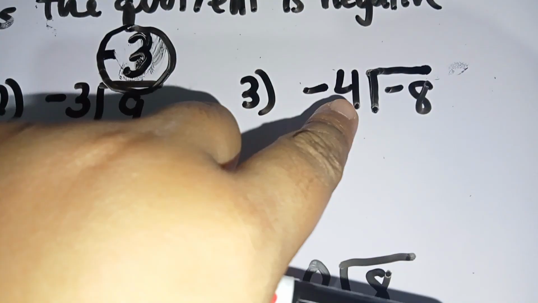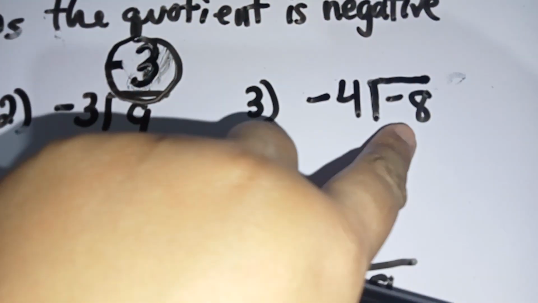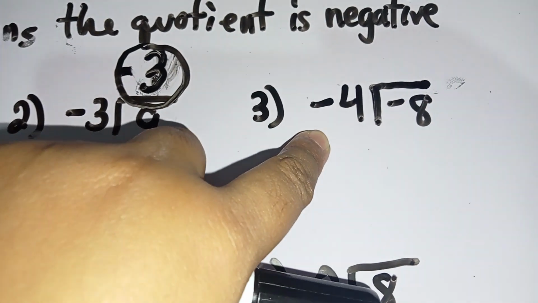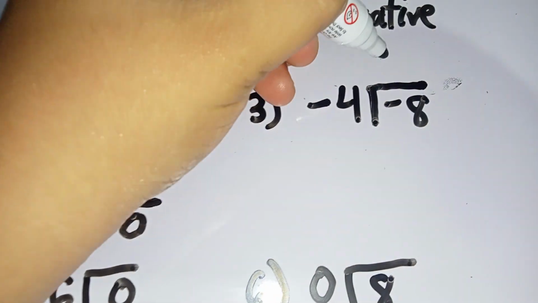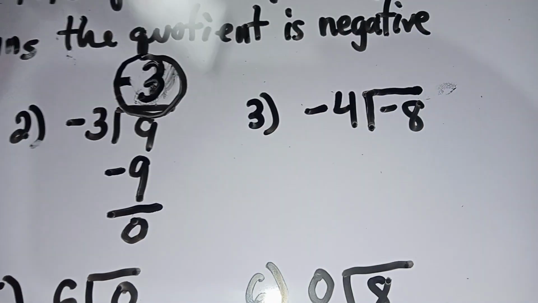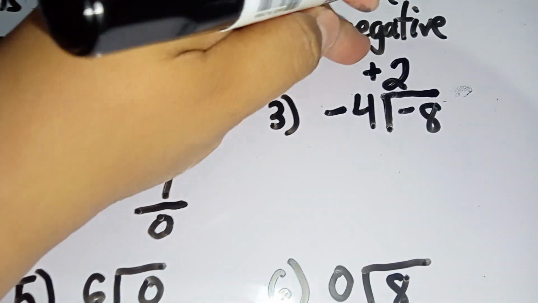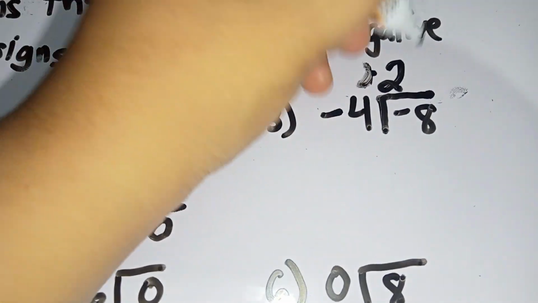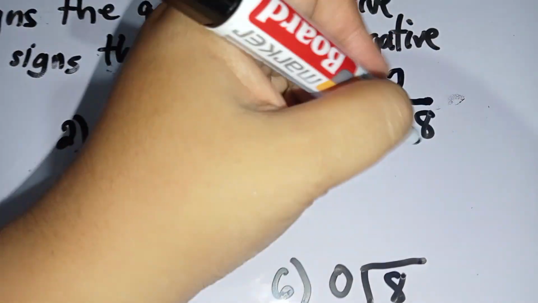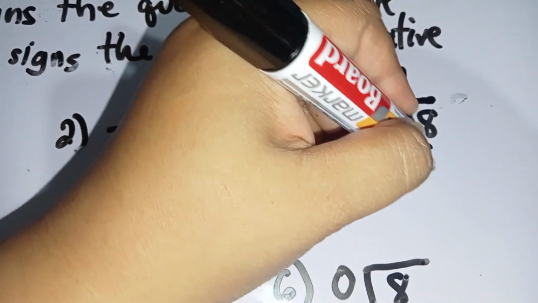Next, negative 8 divided by negative 4. 8 is negative, 4 is negative. So, the quotient is positive. So, 8 divided by 4 is 2. So, we have here positive 2. So, 2 times negative 4 is negative 8.